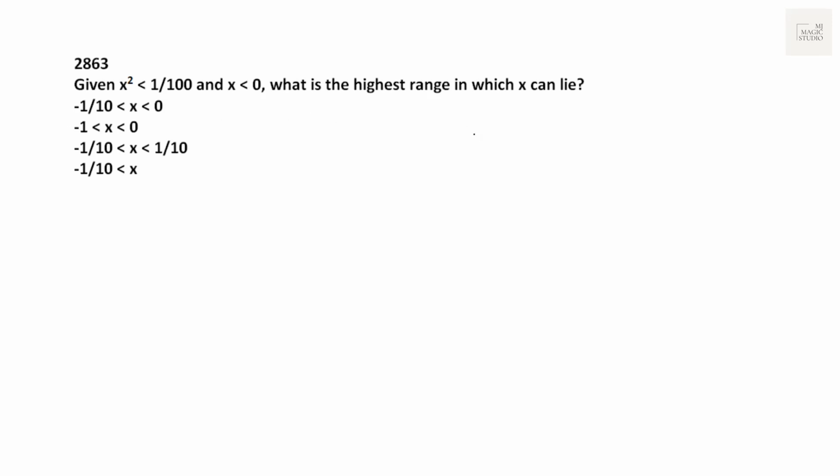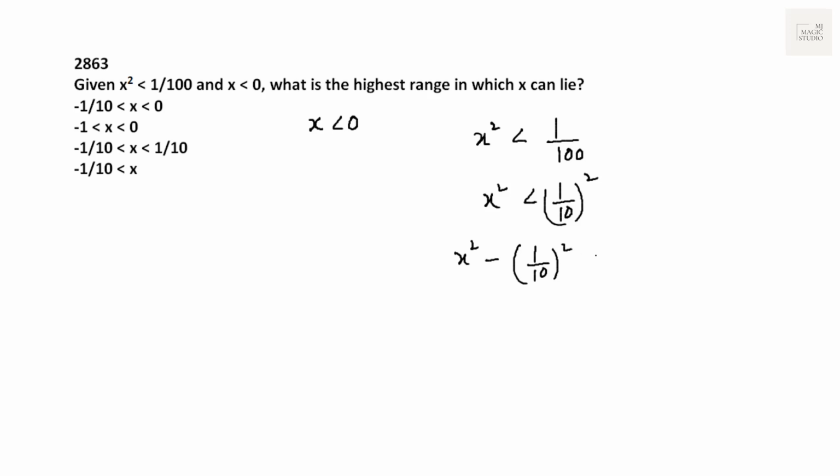Given x square is less than 1 by 100 and x is also less than 0, then what is the highest range in which x can lie? If I see, 1 by 100 is nothing but 1 by 10 whole square. Now if I take it on the left hand side, x square minus 1 by 10 whole square is less than 0. This is a square minus b square. A square minus b square is a plus b into a minus b, which is less than 0.